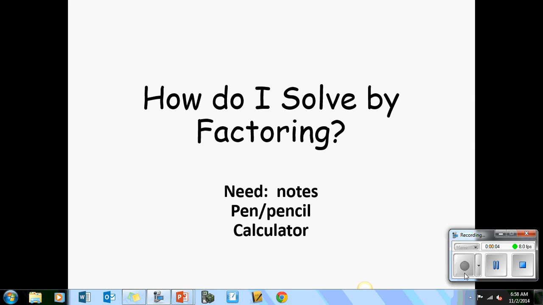Hello, Algebra 2 folks, and today we're going to start solving by factoring. So today we're going to start the parts of the quadratic formula where we have 4 different ways that we can solve a quadratic. And so the first method is solve by factoring.